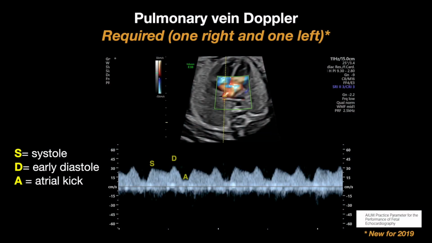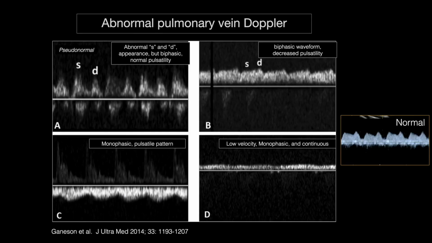And as I mentioned, pulse wave Doppler is required now also, one right and one left-sided vein. And again, this just confirms that number one, you are seeing a pulmonary vein and you're not looking at a different vessel, such as one of the pulmonary arteries. And number two, that the flow looks normal, that you don't see any signs of obstruction that could lead you to think that there could be anomalous pulmonary venous return.